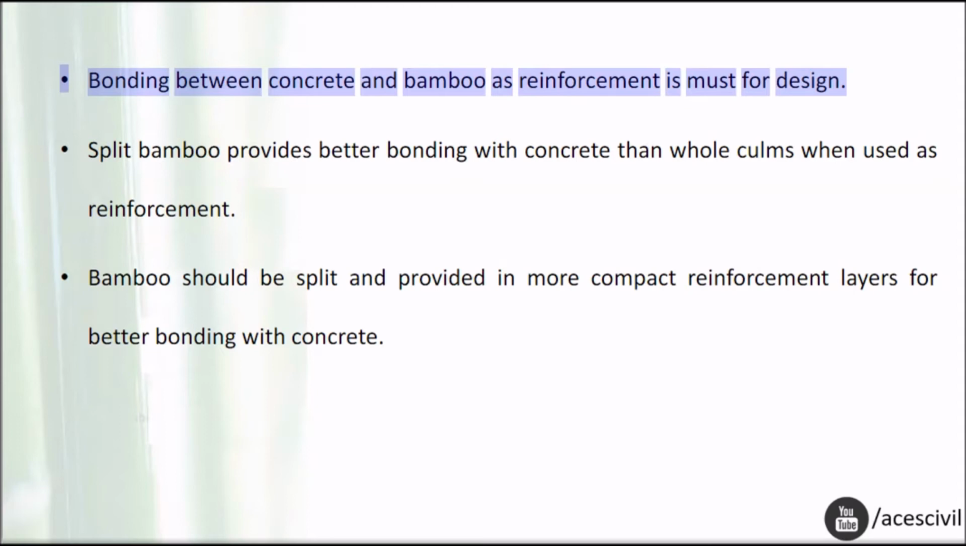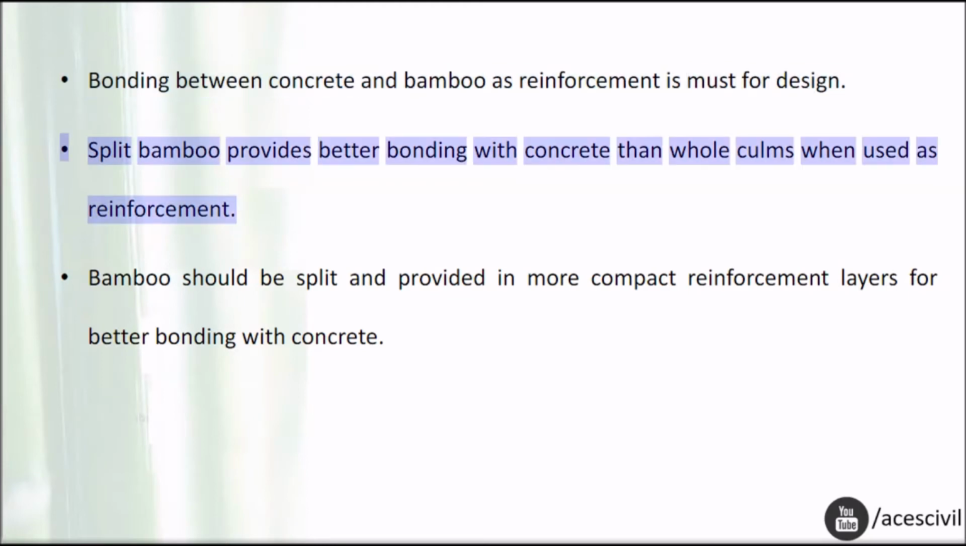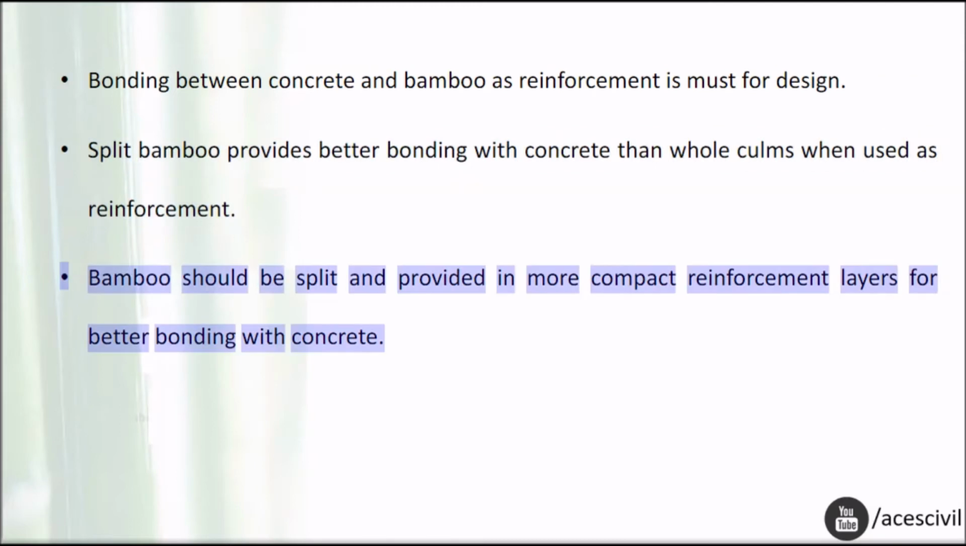Bonding between concrete and bamboo as reinforcement is a must for design. Split bamboo provides better bonding with concrete than whole culms when used as reinforcement. Bamboo should be split and provided in more compact reinforcement layers for better bonding with concrete.